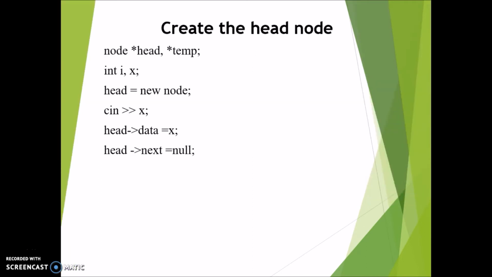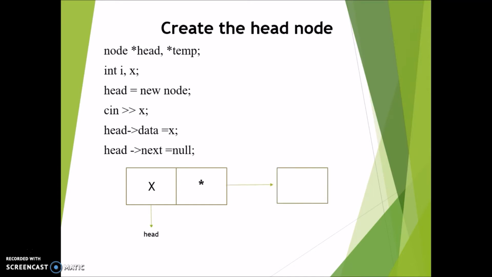Okay, now we are going to show some examples of linked lists. First, we're going to show how to create the head node. We create a new node called head, and read in x. Then head points to data equals x. That means x is now the data field of the head. And then head points to next equals null. That means the next node of the head is null.